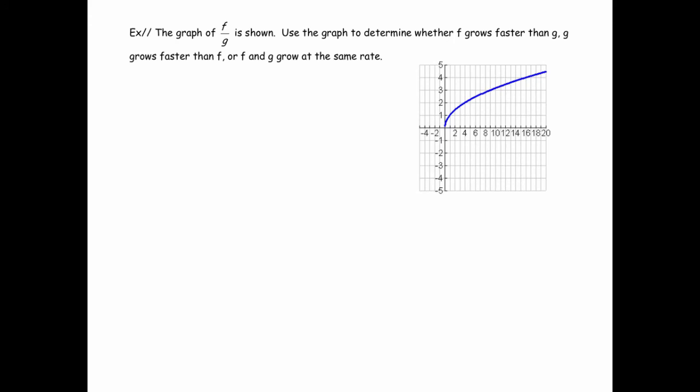You can talk about rates of growth for functions that are not defined as explicitly, but if you have a graph of the ratio of those two functions, then you can determine which one grows faster. So this says that the graph of f divided by g is shown. So I might indicate that more rigorously by saying the limit as x goes to infinity of f of x over g of x can be determined by the graph, and it looks like that's infinity.